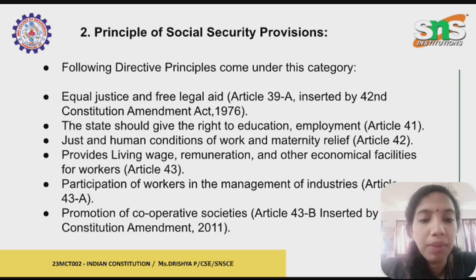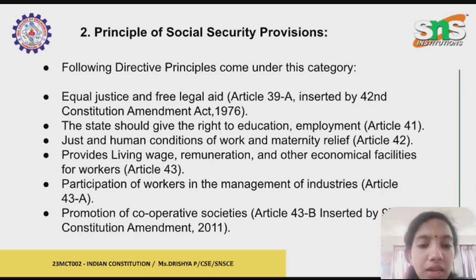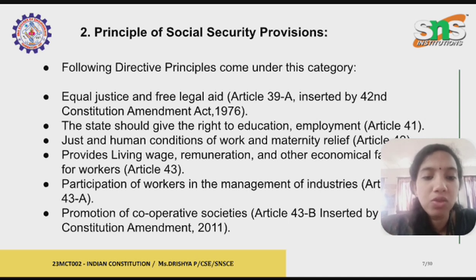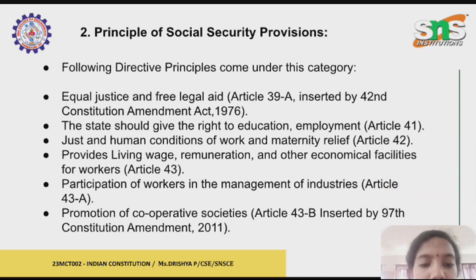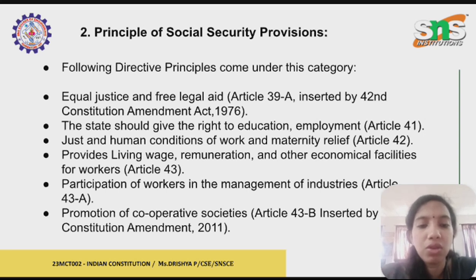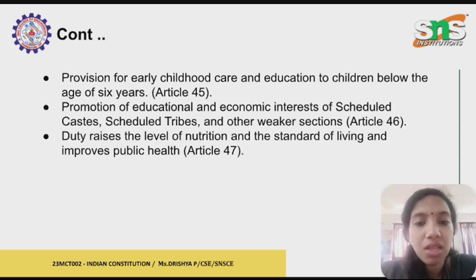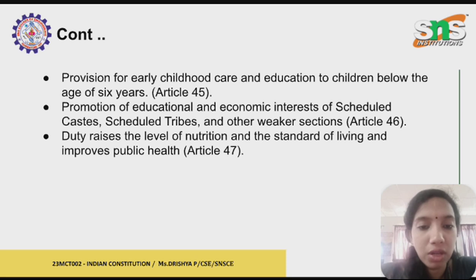Participation of workers in the management of industries is Article 43A. Promotion of cooperative societies is Article 43B, inserted by the 97th Constitution Amendment in 2011. So this is the second classification, principle of social security. It includes the right to education, remuneration, economic facilities, living wages, just and humane conditions of work, maternity relief, etc. Then provision for early childhood care and education to children below the age of 6 years, that is Article 45, is also included in the social security classification.